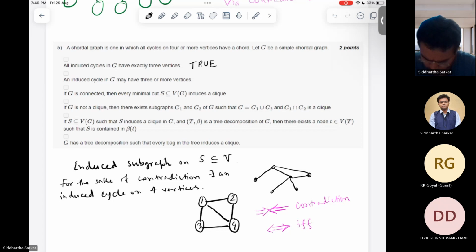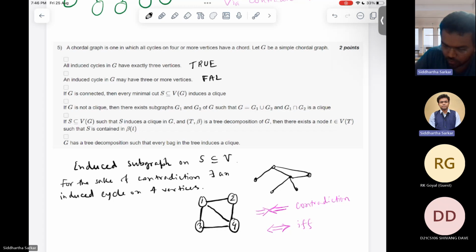Okay. So the next one says an induced cycle in G may have 3 or more vertices. I mean, more vertices is not possible. That is what we have just proved. This is false. Immediately false.